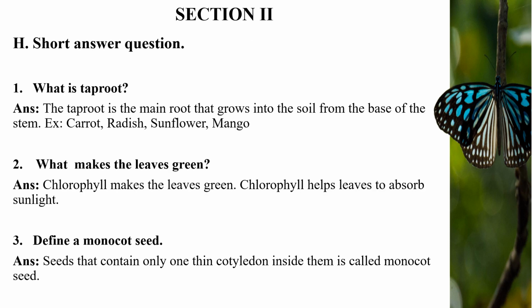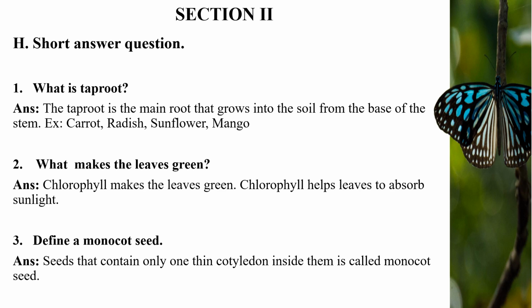Short answer question. First, what is taproot? Answer. The taproot is the main root that grows into the soil from the base of the stem. For example, carrot, radish, sunflower and mango. Second, what makes the leaves green? Answer. Chlorophyll makes the leaves green. Chlorophyll helps leaves to absorb sunlight.